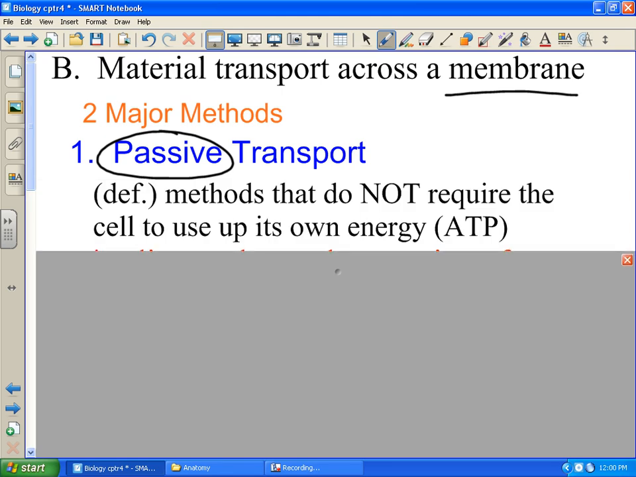In terms of the cell, we would define this as methods that do not require the cell to use up its energy. Now, a cell's energy is in a molecule called ATP. This is what happens with the mitochondria, the whole reason we call it a powerhouse.